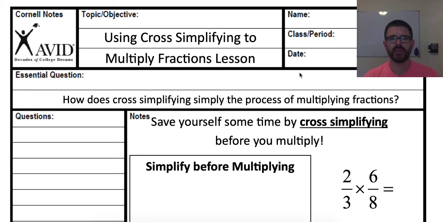All right, welcome to our lesson on cross-simplifying with multiplying. I know we talked about it a little bit during class, so we kind of got a preview of it, and now you're going through the full lesson, so you can see it a little bit more. Find this page in your note packet. It says use cross-simplifying to multiply fractions, and we're going to fill this in as we go through the problems.